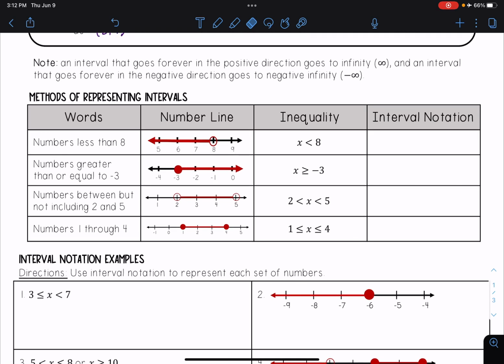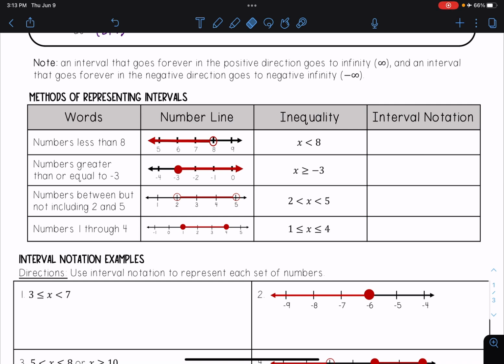So let's look at several examples of really a few different types of interval notation that we'll come across. So this first one, we have numbers less than 8. There's the number line of what that looks like. So I have an open circle because I'm not including the 8 and I'm looking at everything less than it. When we're writing that as an inequality, that is x is less than 8.